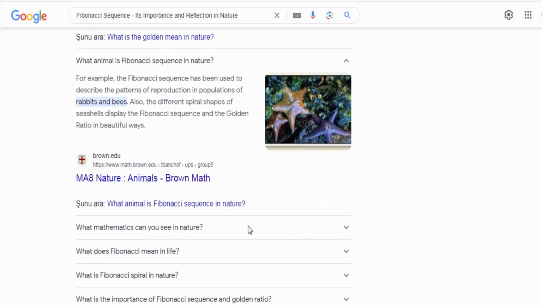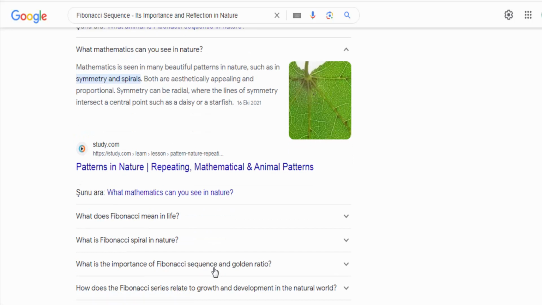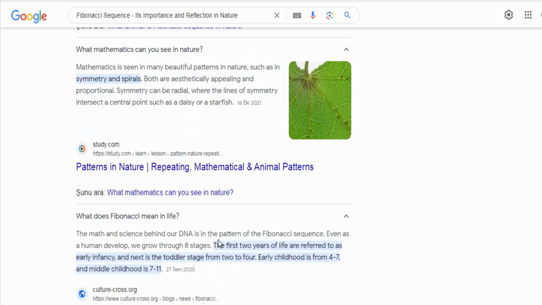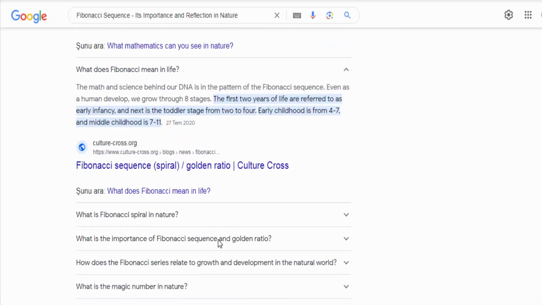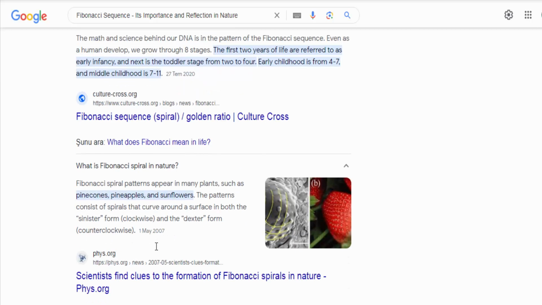In conclusion, the Fibonacci sequence is not only a mathematical curiosity but also a reflection of natural patterns and proportions found in various aspects of the world around us. Its presence in nature highlights the interconnectedness of mathematics and the physical world, demonstrating the intrinsic beauty and order in both realms.